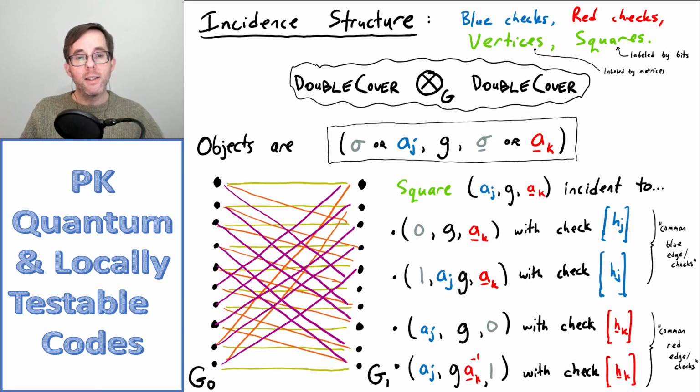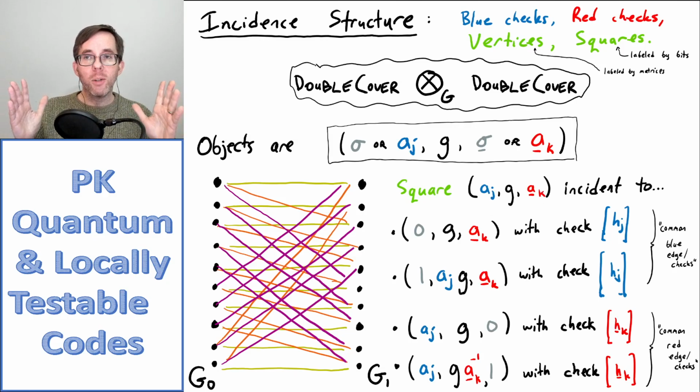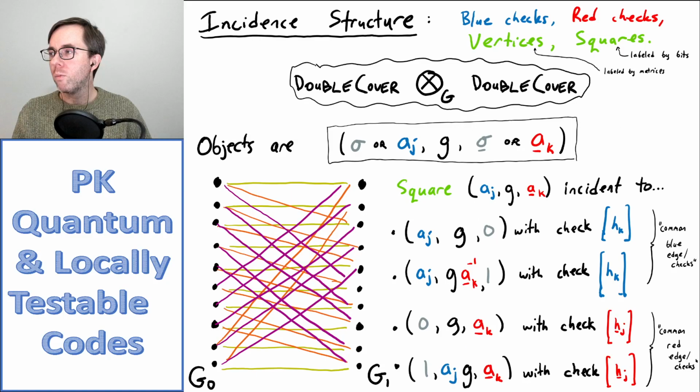Okay, so what are the incidences? Let's start with a square in our new incidence structure. A square, remember, is a triple that looks like generator, G, generator. It's going to be called a square because it's going to be incident to 4 edges. That's why it's called a square. And it's going to be incident to 2 blue edges and 2 red edges.